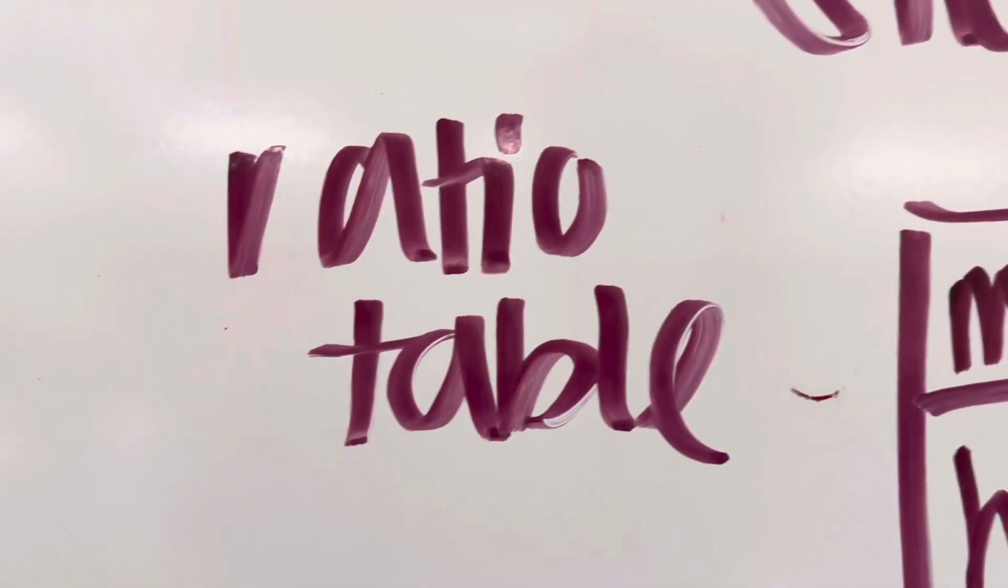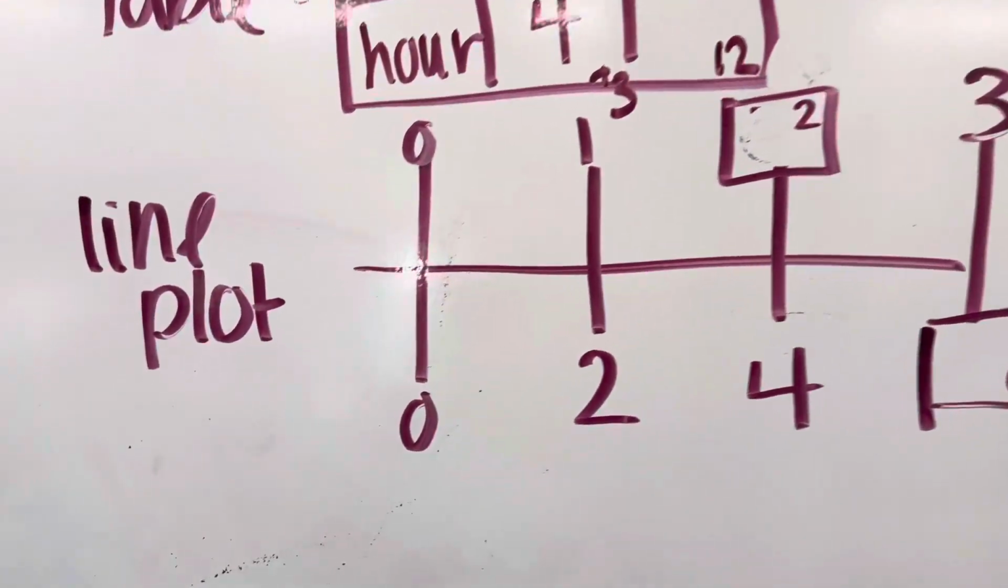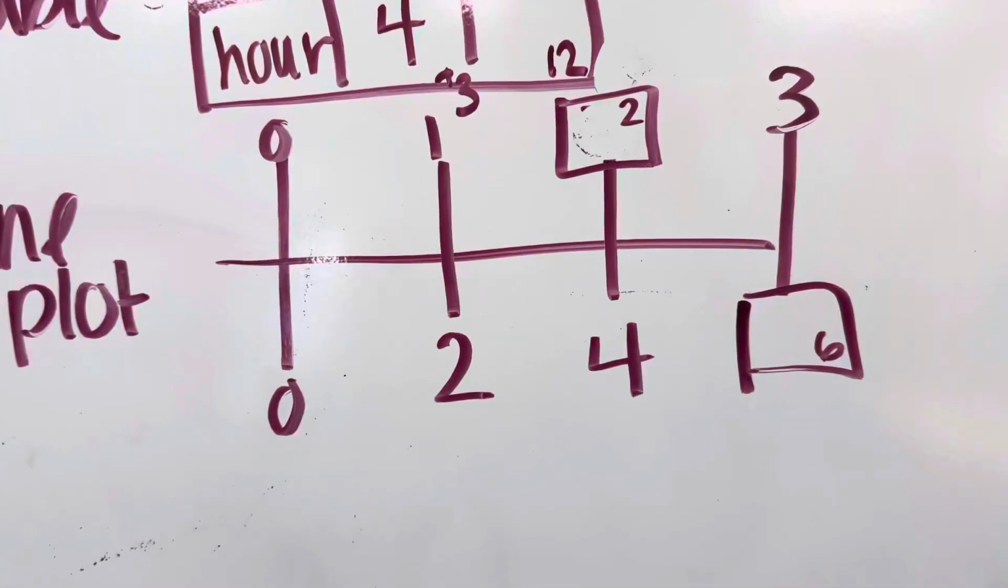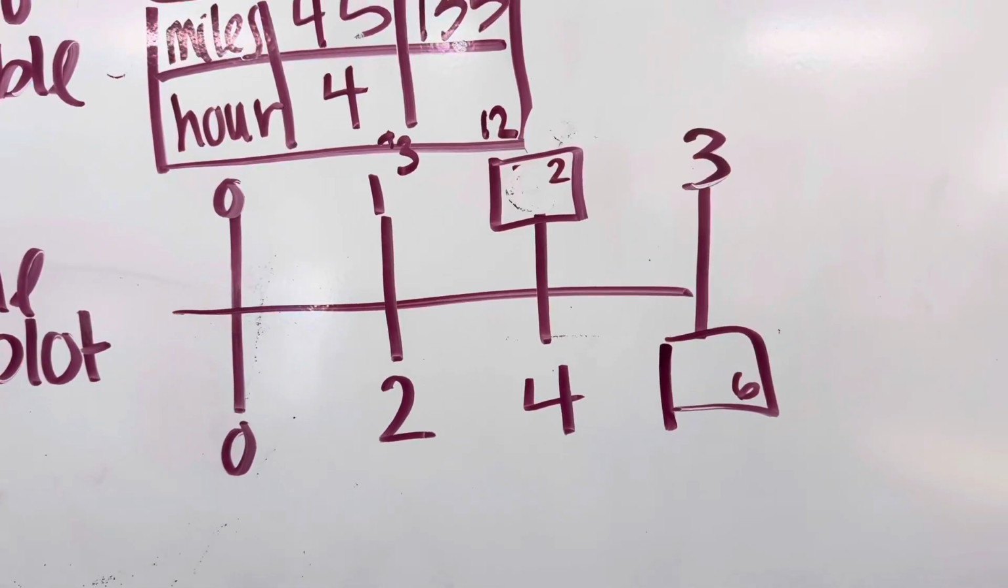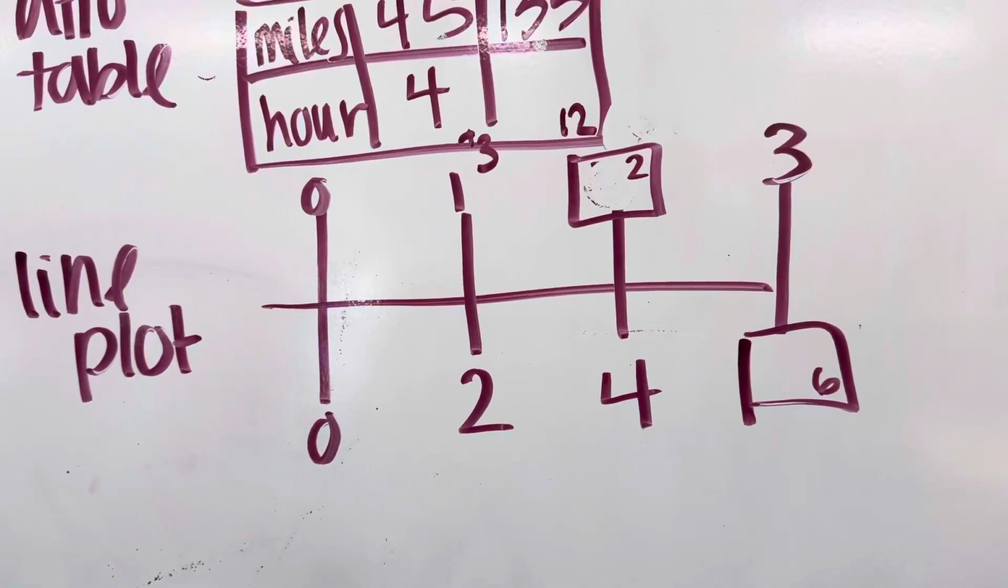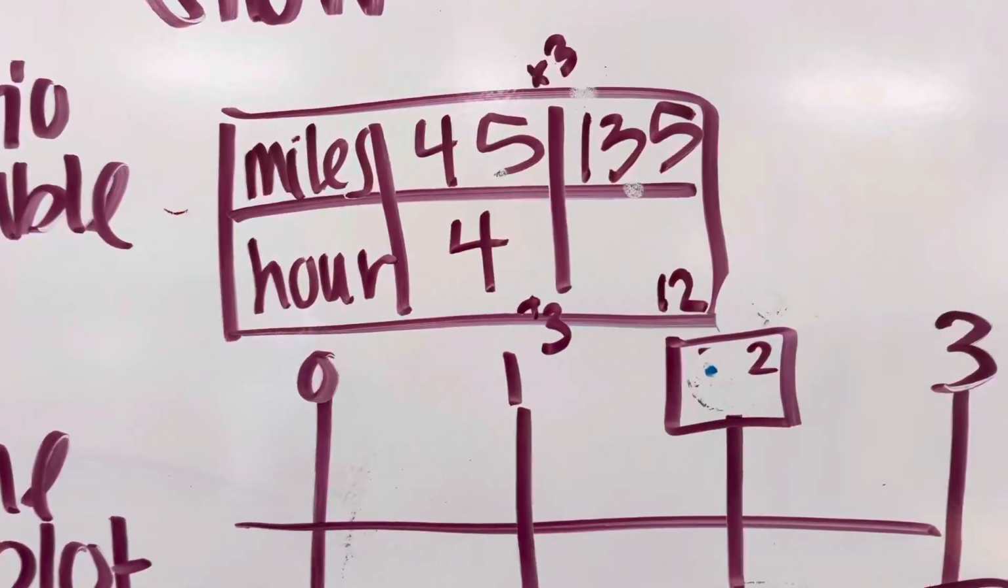So ratio tables, you will still see those. You'll have more examples of those. The other one that you might see is a line plot, okay? The line plot ones, this is another visual for us to take a look at it. Don't be confused if you see the line plot one. It's the same thing, it's just in line form instead of a ratio table.